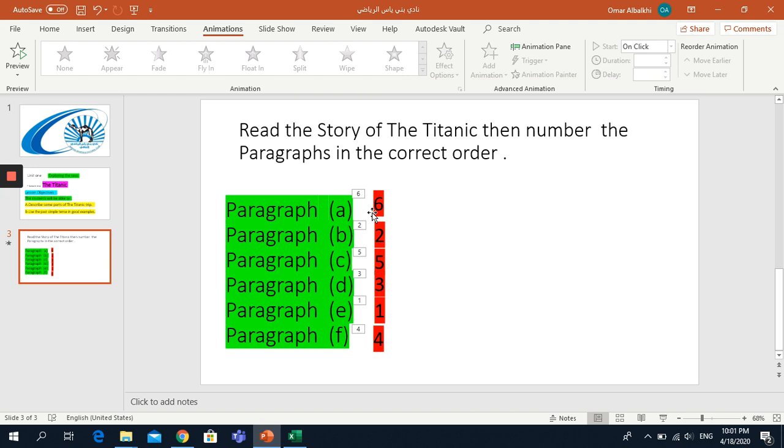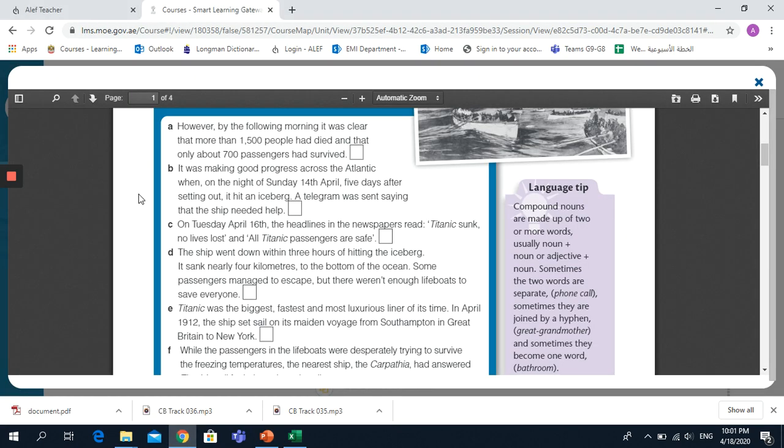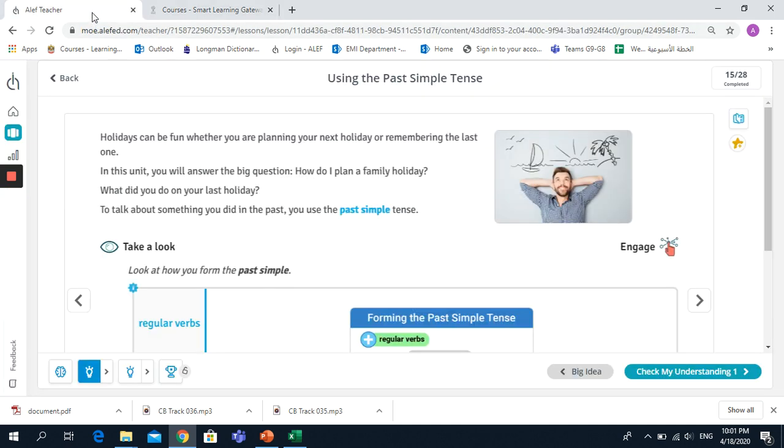Now let's move to using the past tense. Look at this young man. He's talking about his holiday or his vacation, and he is using the simple past to describe what happened with him in the holiday. Now, take a look. Look at how you form the past simple.